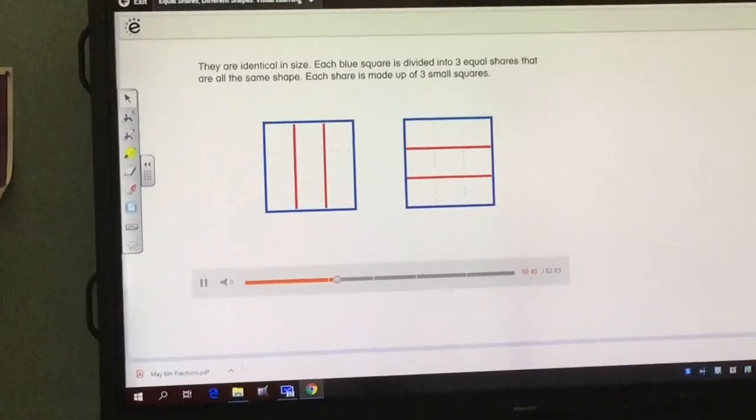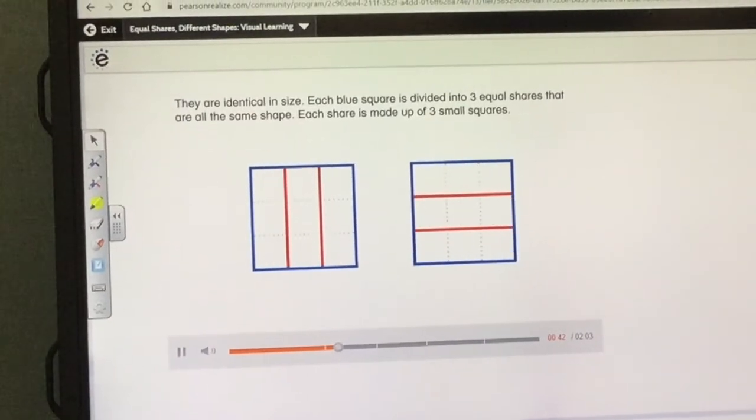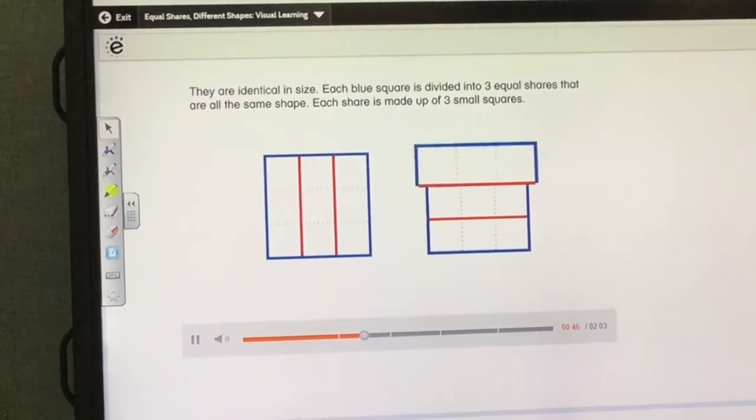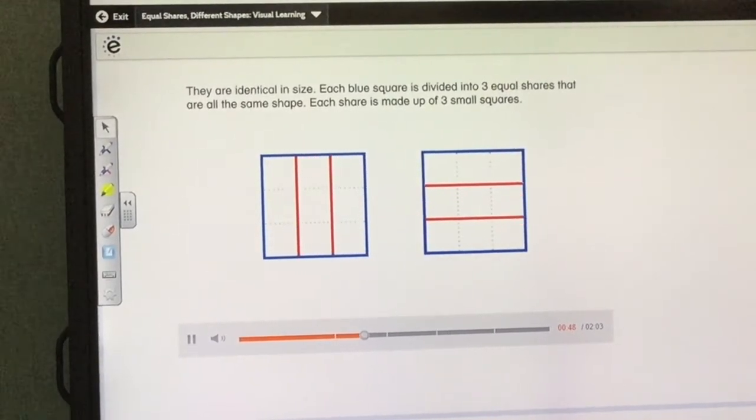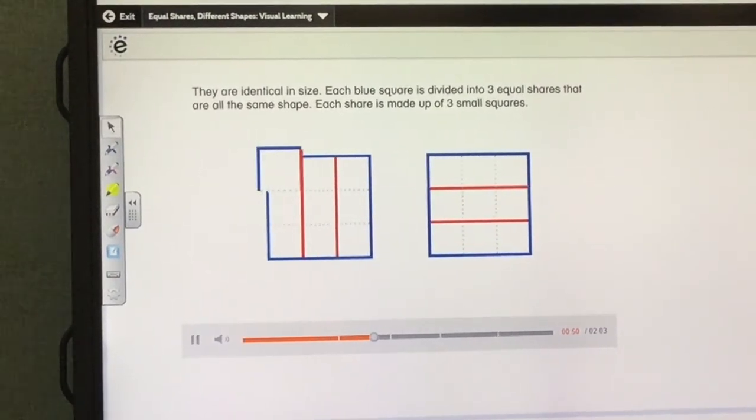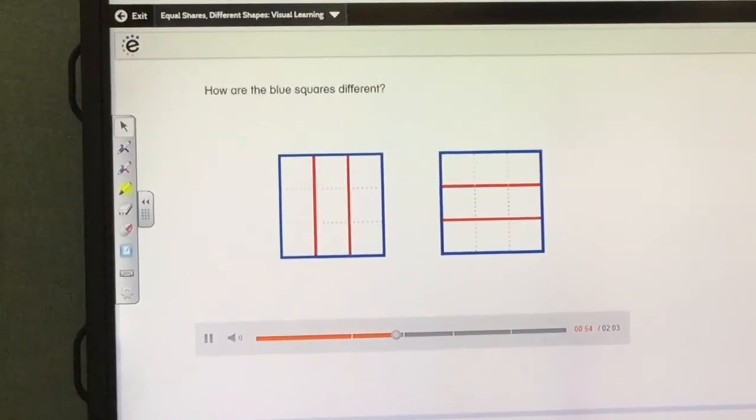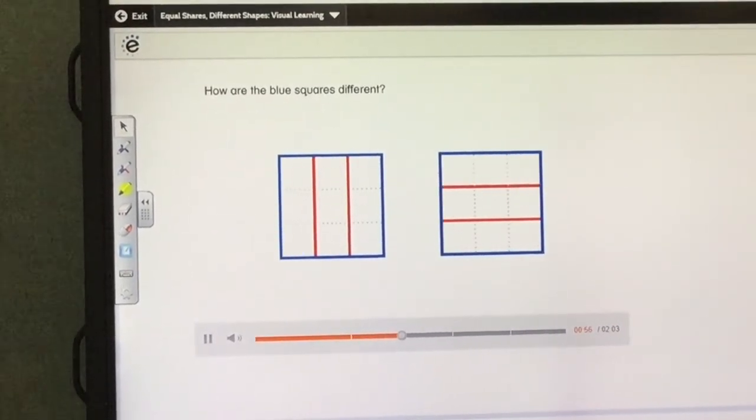They are identical in size. Each blue square is divided into 3 equal shares that are all the same shape. Each share is made up of 3 small squares. How are the blue squares different?